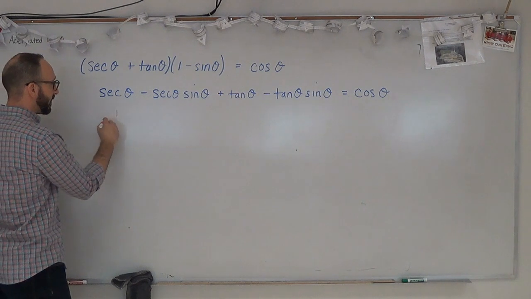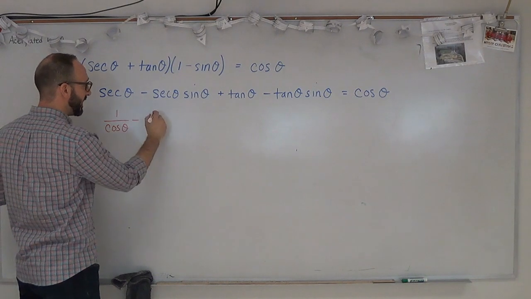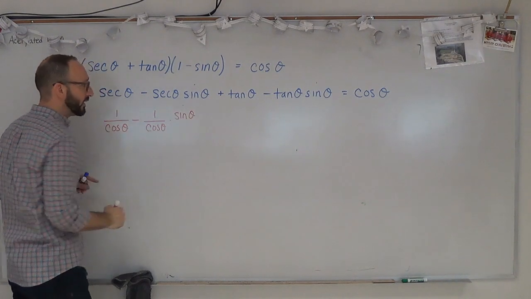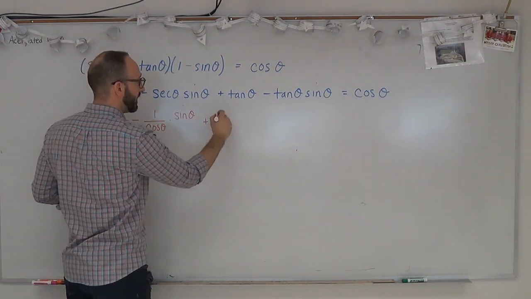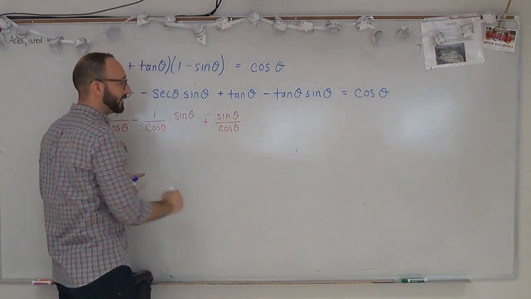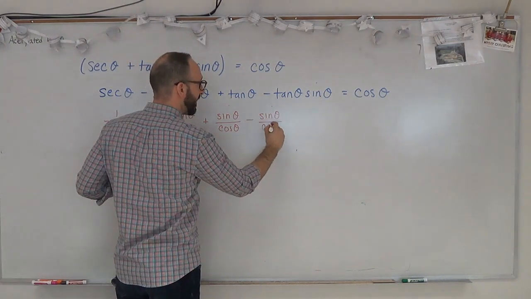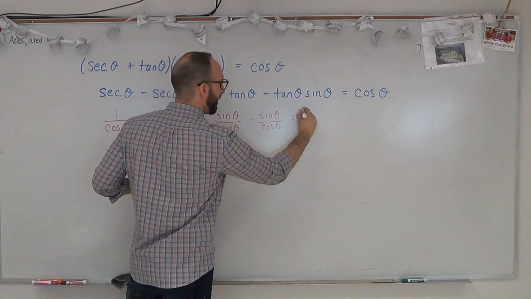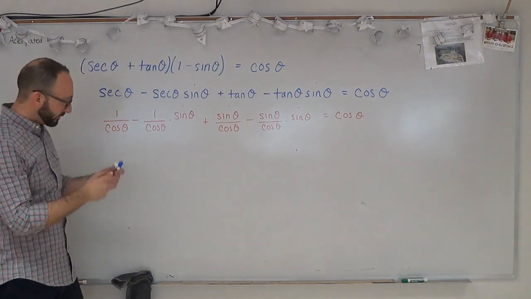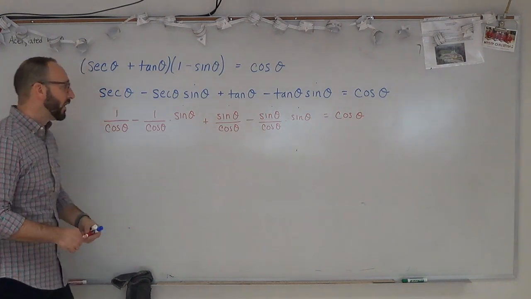So secant theta is 1 over cosine theta. Minus, we see secant theta again, so that's 1 over cosine theta times sine theta. Tan theta is sine theta over cosine theta. Minus, we see tan theta again, that's sine theta over cosine theta times sine theta. And again, this is all supposed to equal cosine theta when we're finished. So it looks like we've created an even larger mess here on the left-hand side of the equation.